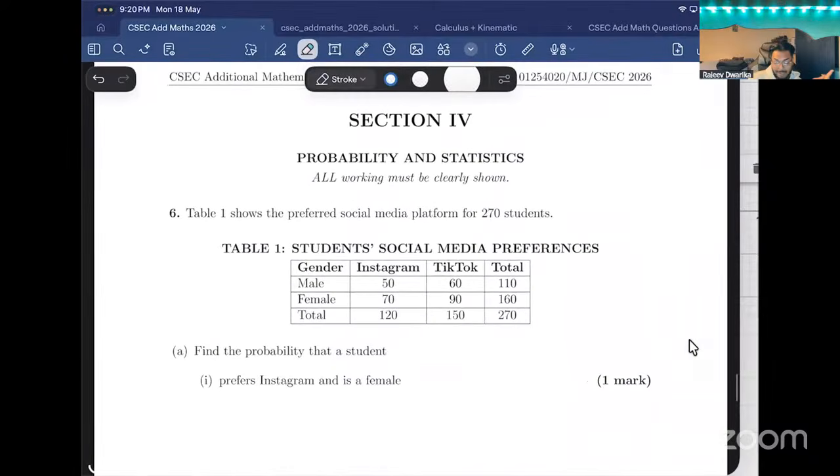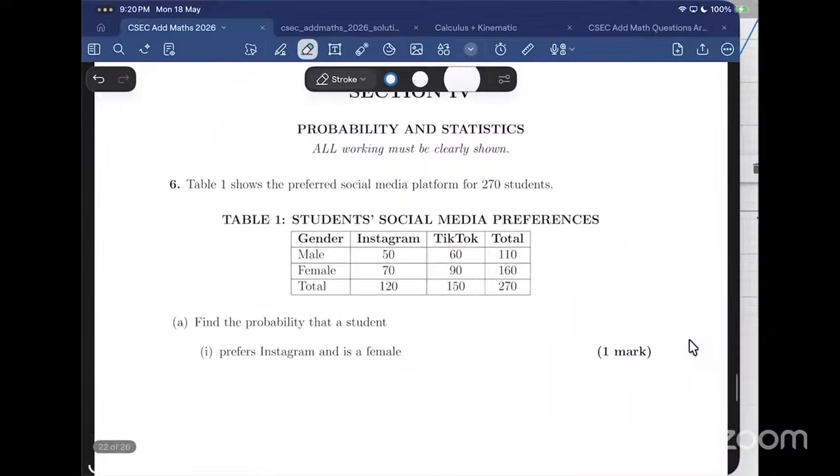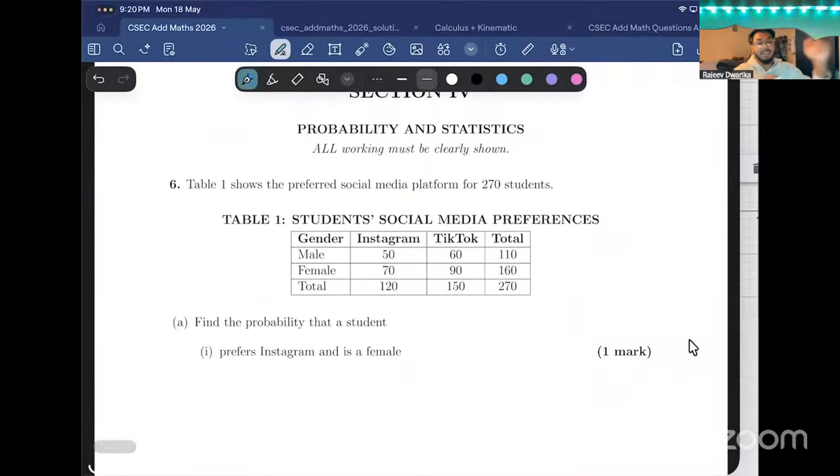Right. We're in the last section now. Well, you see, this is where I fell asleep, so I didn't see anything for probability and statistics. But this is real easy. They bring probability so easy this year, it is a shame.